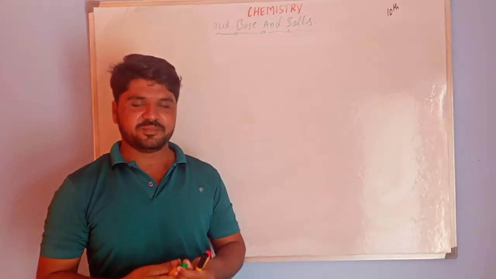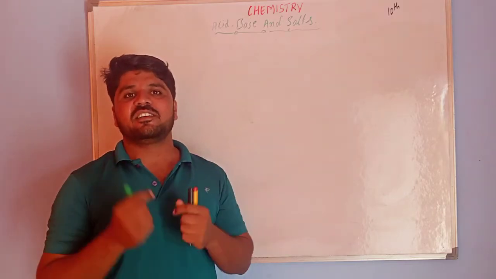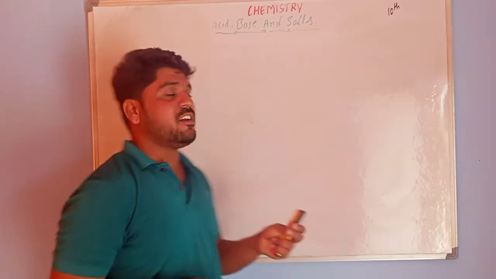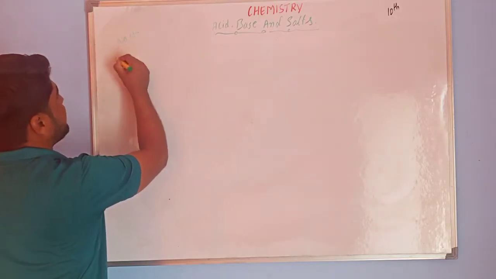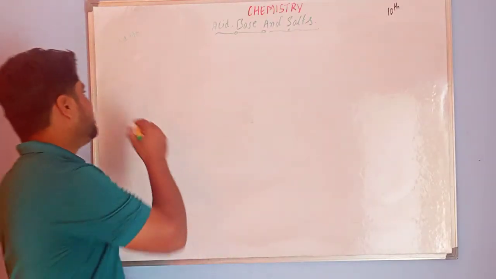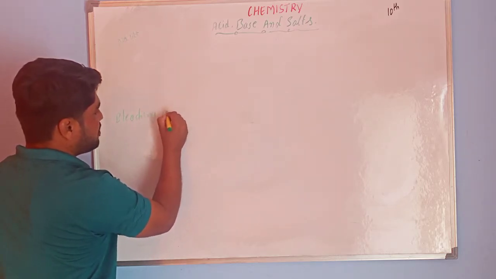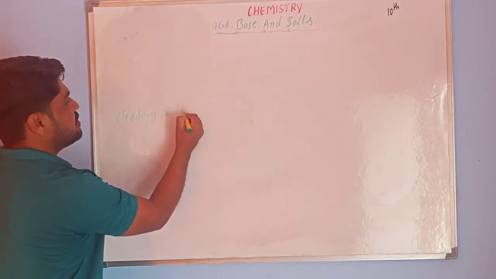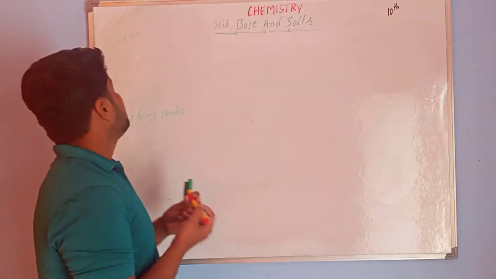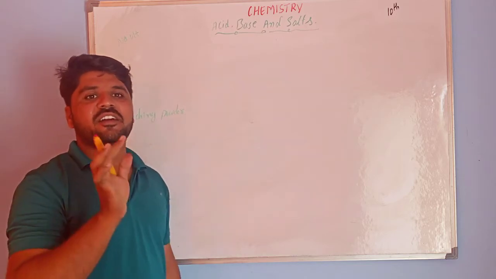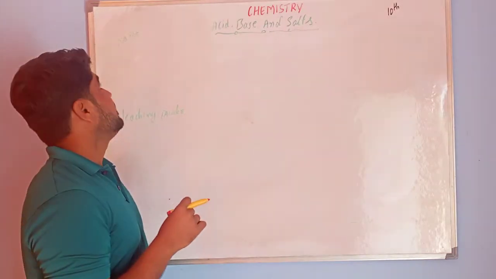Acid, base and salts. In the last class, we discussed two important chemical compounds: sodium hydroxide, NaOH, and bleaching powder. These two were finished in the last class. So this NaOH means sodium hydroxide. So how can you get sodium hydroxide?